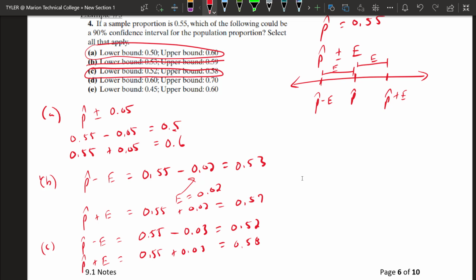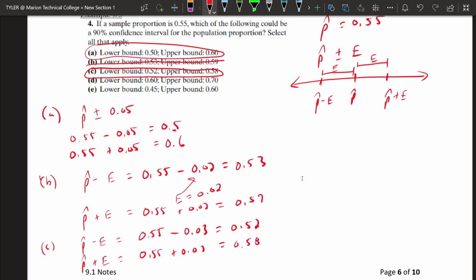Right, so far we just have those two. D, immediately looking at that, I know that one can't possibly be a confidence interval because it doesn't contain p hat, which is 0.55, right? D goes from 0.6 to 0.7, and that 0.55 is not in the middle between that at all, right?